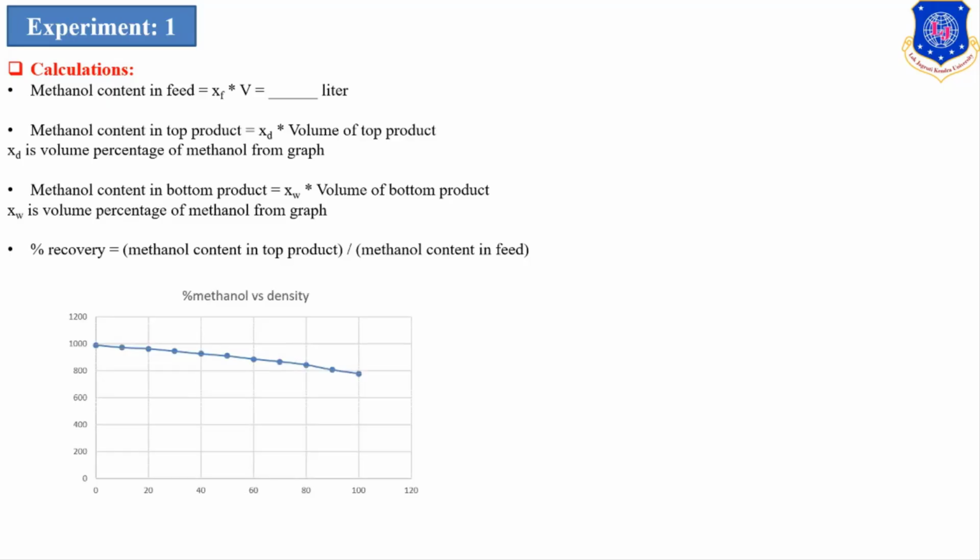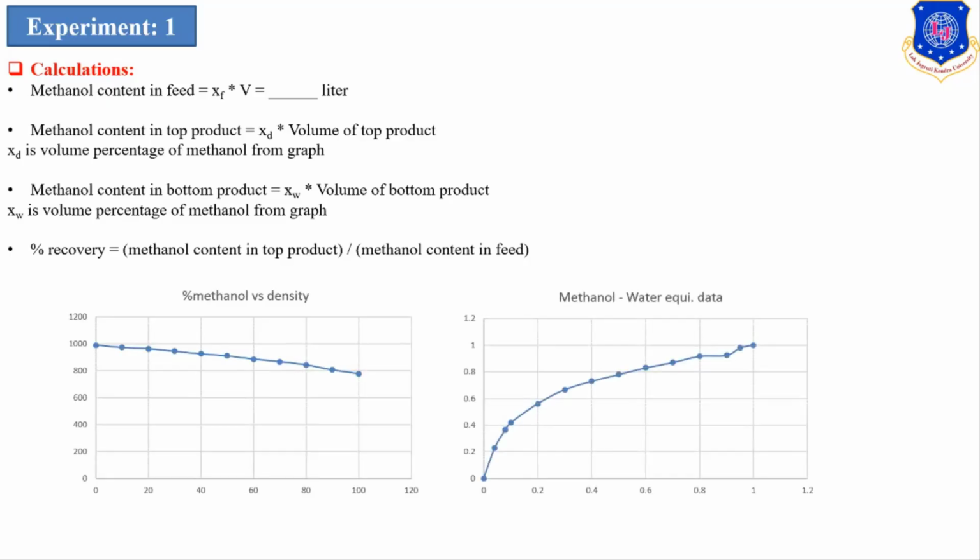Now these are the two graphs which are shown here. The first one is methanol percentage versus density. So from that we can find out the methanol percentage for the different densities. And then the second graph is of the methanol-water equilibrium data, that is Y star versus X. Okay, so this is how we can calculate the methanol percentage, and we can find out the percentage recovery of the methanol within the distillate.